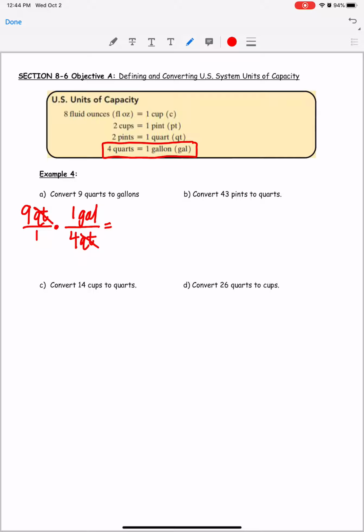So 9 times 1 gallon is 9 gallons over 1 times 4. So use your calculator, divide. 9 divided by 4 gives me 2.25. So 2.25 gallons.